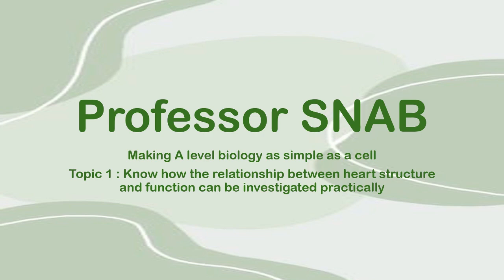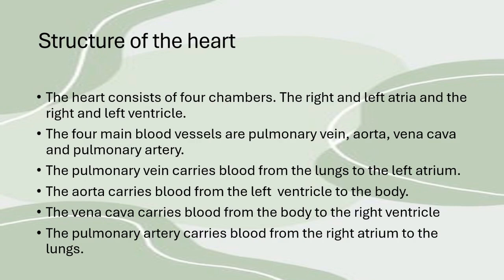So today we will be looking into how the relationship between heart structure and function can be investigated practically. So starting off, let's look at the structure of the heart. The heart consists of four chambers, the right and the left atria, and the right and the left ventricle. The four main blood vessels are the pulmonary vein, aorta, vena cava, and pulmonary artery.